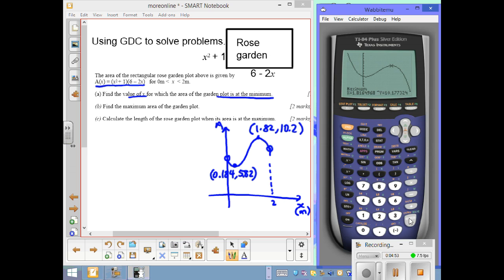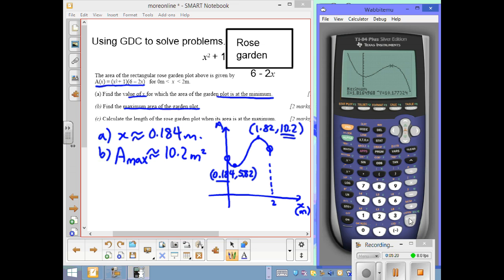So now I can answer the question: find the value of x for which the area of the garden plot is at the minimum. Well, here's the minimum, and the value of x is this. So for part A, x is roughly 0.184 meters in length. B, find the maximum area of the garden plot. The maximum area here is this. So the A max is roughly 10.2 meter square. So here the unit is meter square.